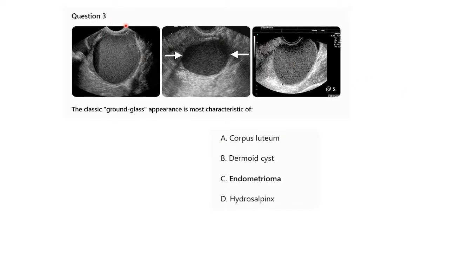Question number 3. The classic ground glass appearance is most characteristic of... so that's the ground glass appearance that you're seeing there. A. Corpus luteum. B. Dermoid cyst. C. Endometrioma. D. Hydrosalpinx. Which is the best option there? Corpus luteum, dermoid cyst, endometrioma, or hydrosalpinx?